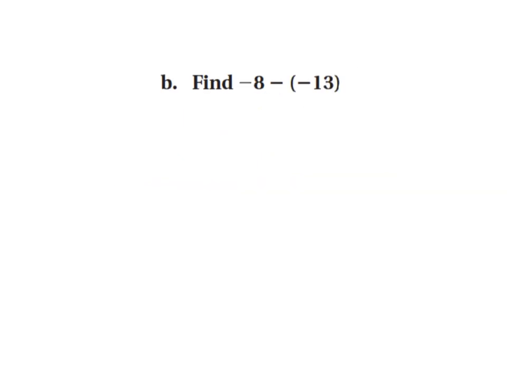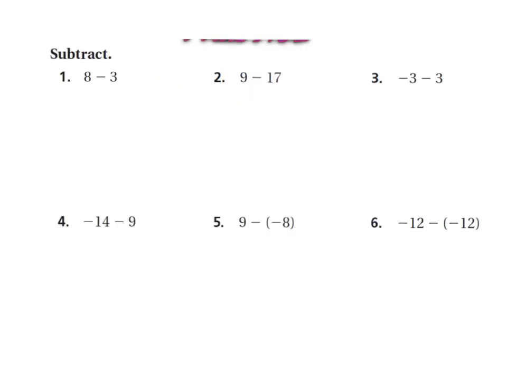Let's do it again. Change to an addition sign. Change this to its opposite. Negative 13 is now positive 13. Now we're just adding like we were before. So pause the video and do it yourself, or follow along and we'll do it. We're going to change it to an addition sentence, and then we're going to solve it.